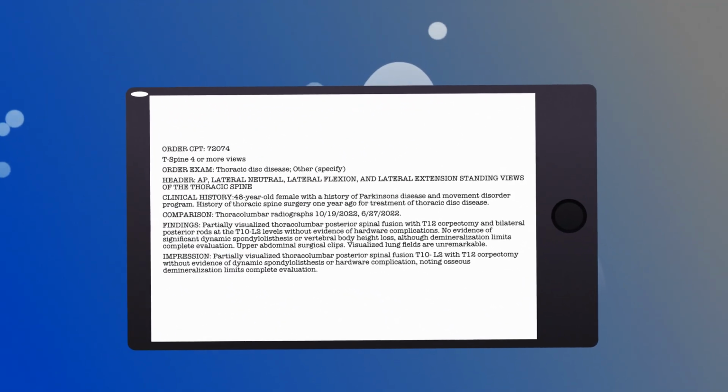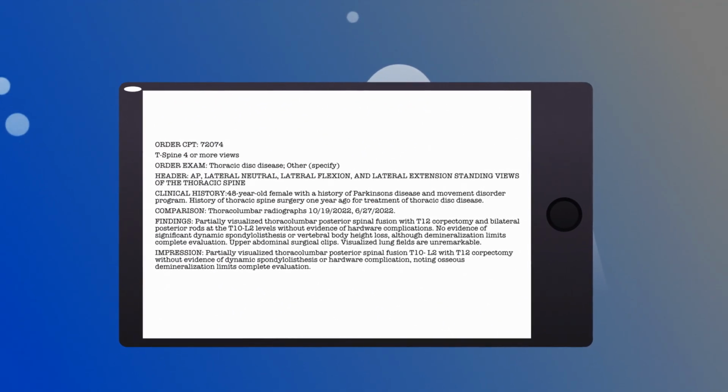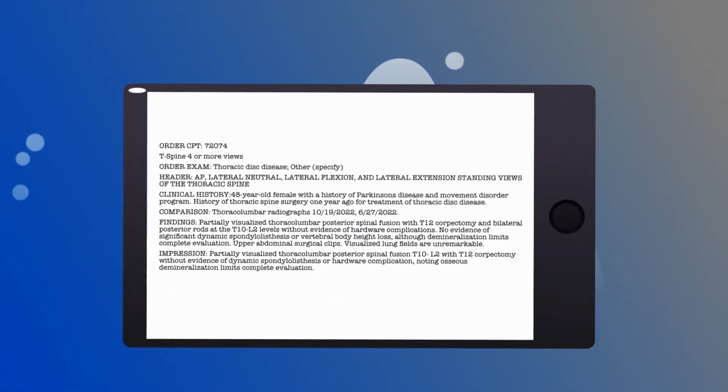Report overview. Order: exam, T-spine 4 or more views. Header: AP, lateral neutral, lateral flexion, and lateral extension standing views of the thoracic spine. Clinical history: 48-year-old female with a history of Parkinson's disease and movement disorder program. History of thoracic spine surgery 1 year ago for treatment of thoracic disc disease. Comparison: thoracolumbar radiographs 10/19/2022, 6/27/2022.